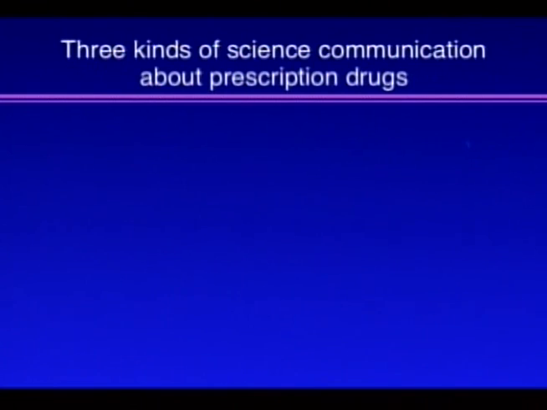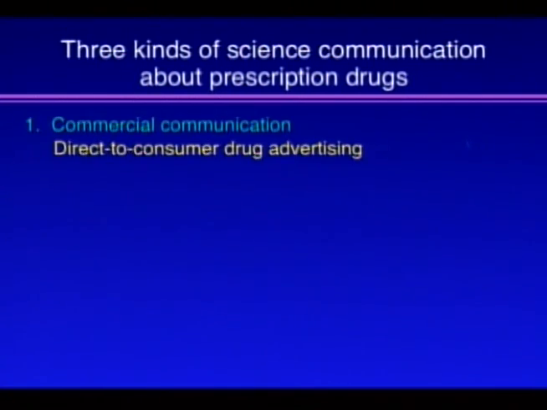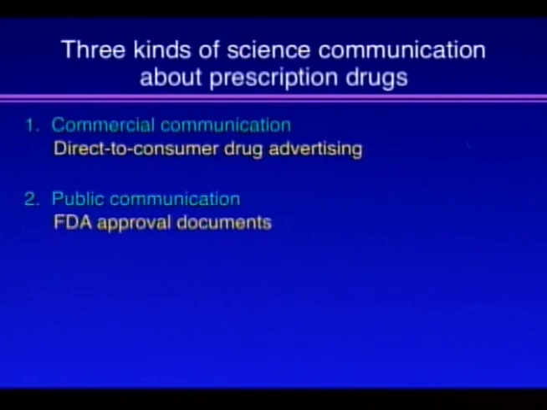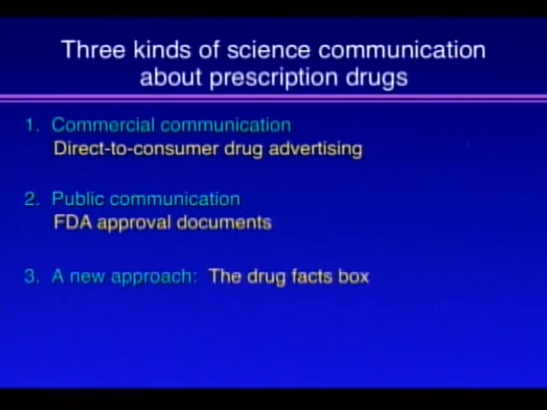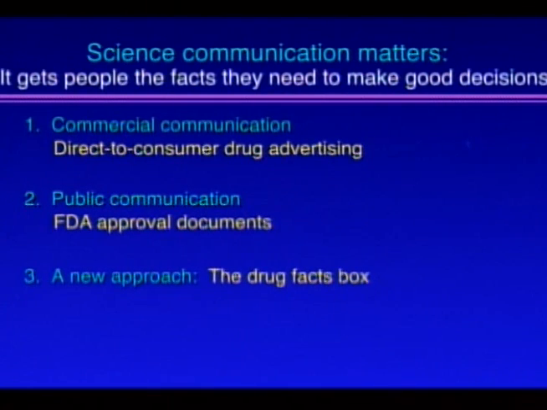Lisa and I are going to talk about 3 kinds of science communication using the example of prescription drugs. First, commercial communication in the form of direct-to-consumer drug advertising, public communication in the form of FDA approval documents, and then a new approach that we developed called the drug facts box. So science communication matters because it gets people the facts they need to make good decisions.